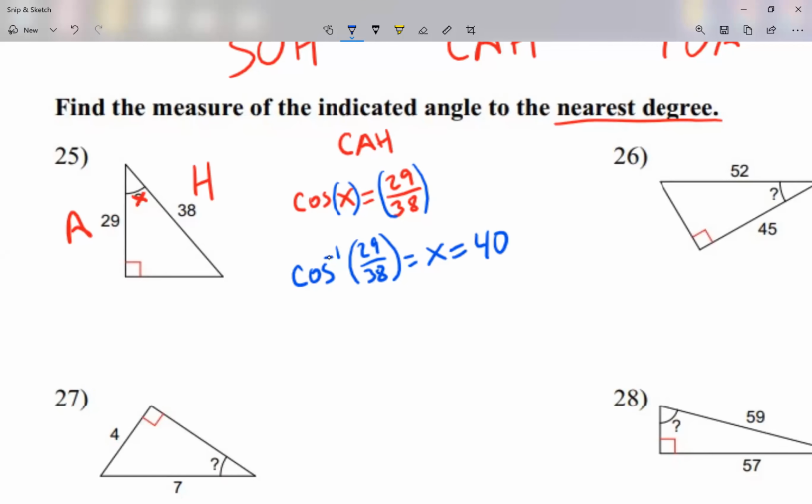Remember, for degrees, I'm going to round it to the nearest whole number. So 40.2 will be incorrect. You have to round it to the nearest whole number.